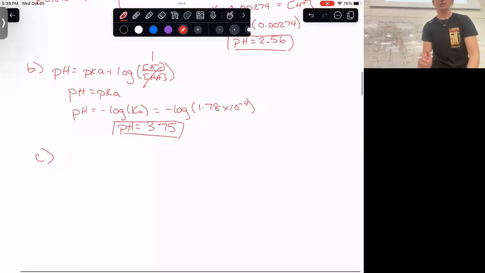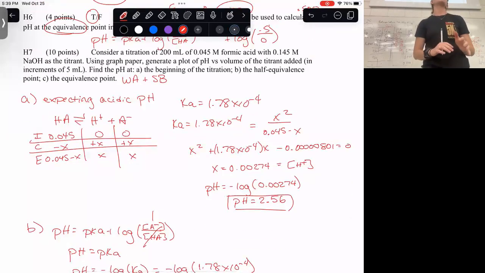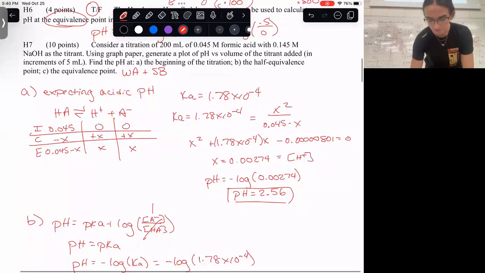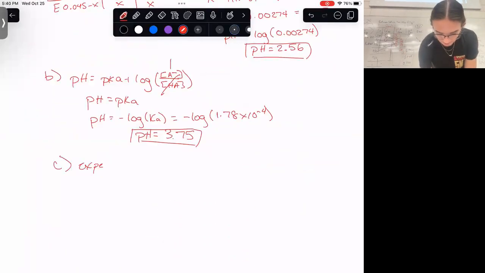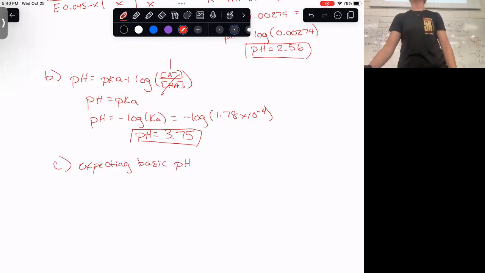Okay, so part C. We want to know the equivalence point pH. Again, the important thing to remember about our equivalence point is that our moles of acid and base that we're adding are the same. So if we have a weak acid and strong base, what do we expect our pH to be? We expect it to be basic. Our strong base will overcome the weak acid.